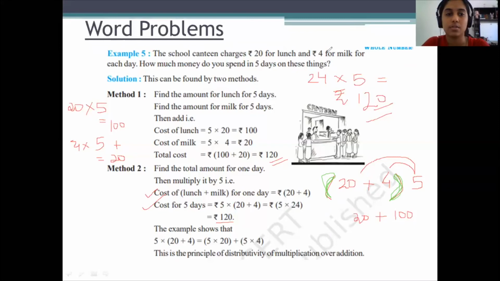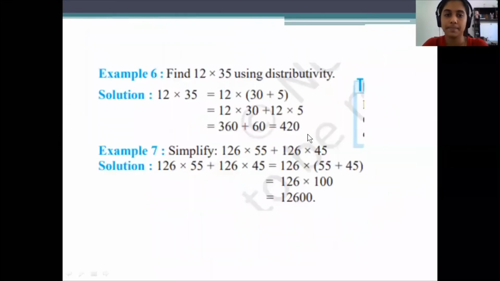Now let's go to another type of sum. Like I showed in the previous slide, they might ask big numbers like 12 into 35. I'm pretty sure we haven't learned tables of 12 or of 35 either. So at that time, what do we do? Look, if you read, they're asking to use distributivity. So let's go through the steps one by one.